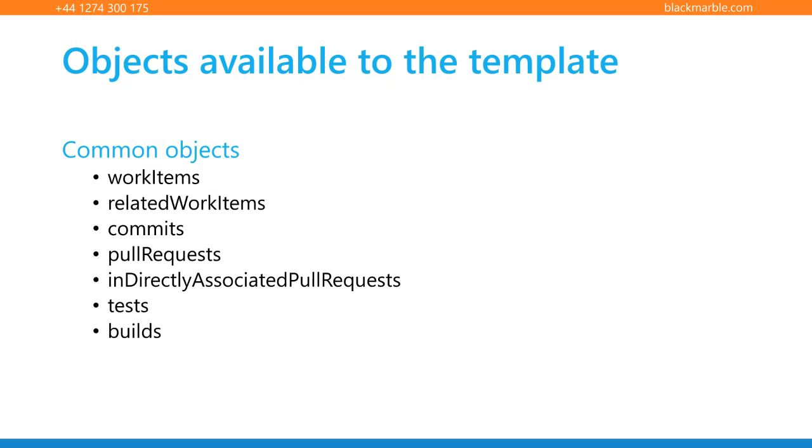The related work items is just all of the work items that we have seen anywhere. That's any of the parents, any of the children, anything, they're all in there. So it's basically a massive list of anything we've heard of. We then get a list of all the commits.